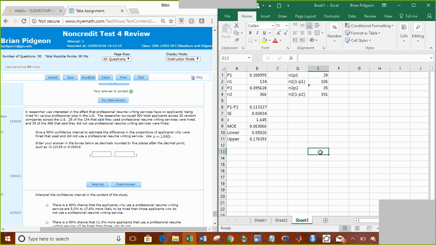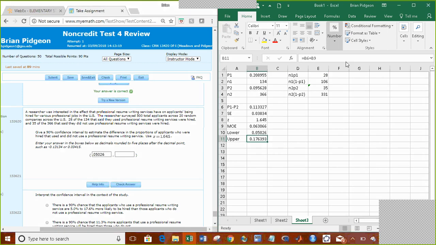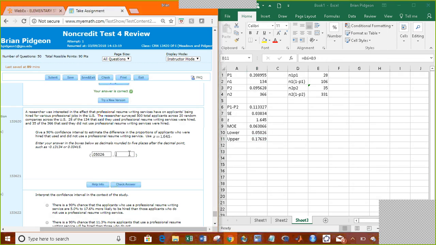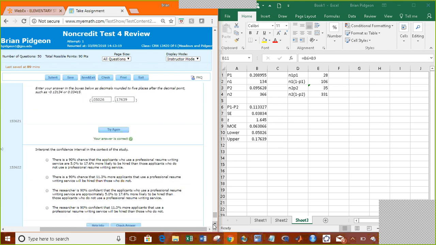So, for the difference in proportion of applicants who were hired, our lower estimate is 0.05026. Let me decrease this by 1. And the upper is 0.17639. There we go. So, interpret the interval.